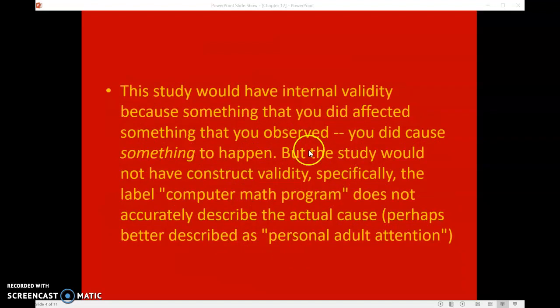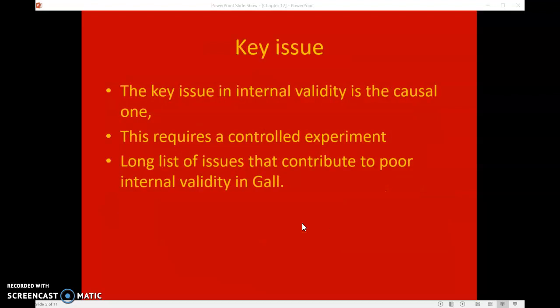So the study would have internal validity, because something that you did affected something that you observed. You did cause something to happen. But the study would not have construct validity, specifically the label of computer math program does not accurately describe the actual cause. It may be personal adult attention. So the key issue in internal validity is a causal one, and this requires a controlled experiment.